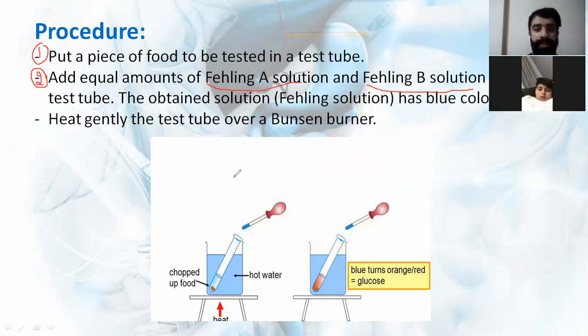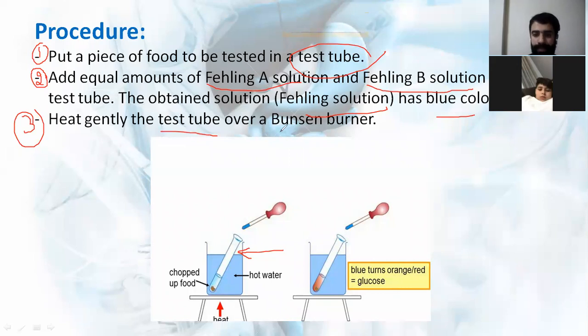So here we have a piece of food to be tested inside a test tube. This is the test tube, you know it for sure. And then we add equal amounts of Fehling A solution and Fehling B solution. The obtained color will be special. But before we know the color or the result at the end, you have to know that Fehling solution has a blue color. Then, step number three, we have to heat gently the test tube over a Bunsen burner.